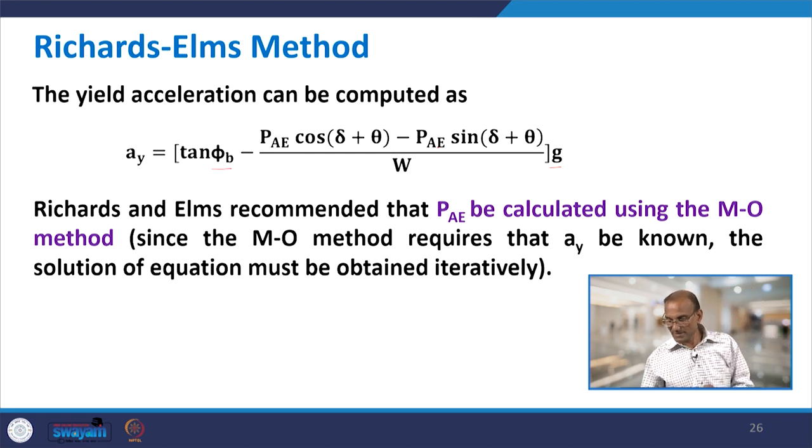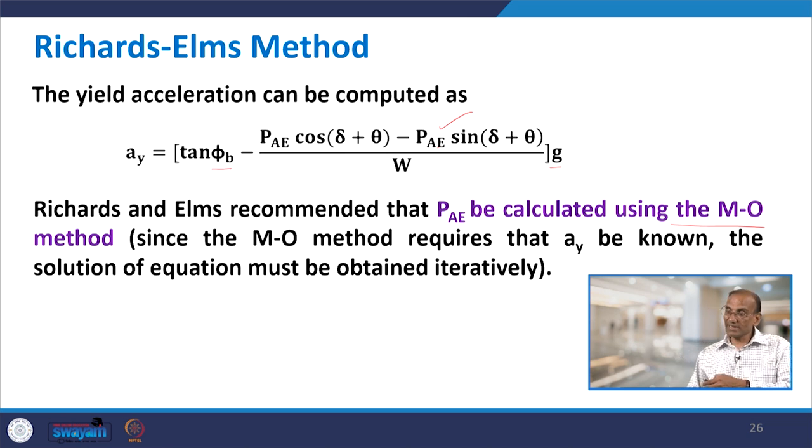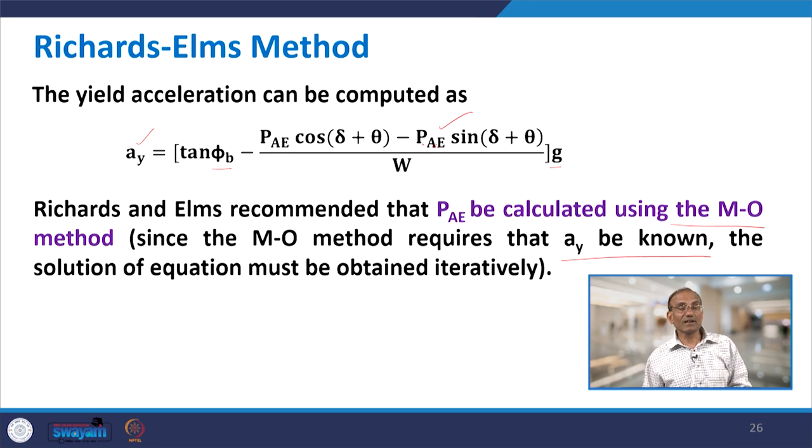Richards and Elms recommend that PAE be calculated using the MO method. Now here the calculation of PAE requires the MO method. However, the MO method also requires that AY be known, that is, the yield acceleration should be known in the MO method, and yield acceleration is not known. So what you do, you assume some value of yield acceleration, then using the MO method calculate the value of PAE, and once PAE is known, then calculate the value of AY. Now this AY will be different from the AY which you have assumed. If it is the same, then you can say it is the final answer. But if there is a difference, then you again revise PAE, calculate AY, and this needs to be calculated iteratively until you reach convergence.